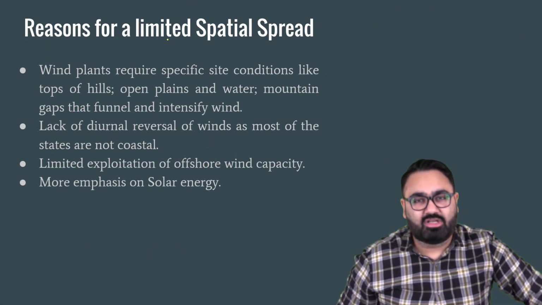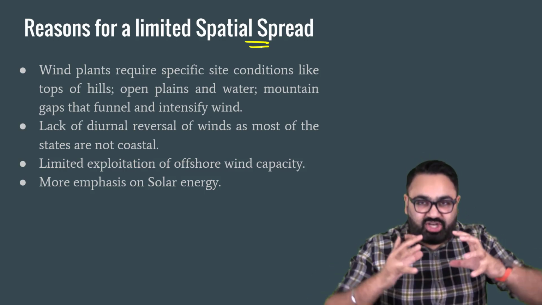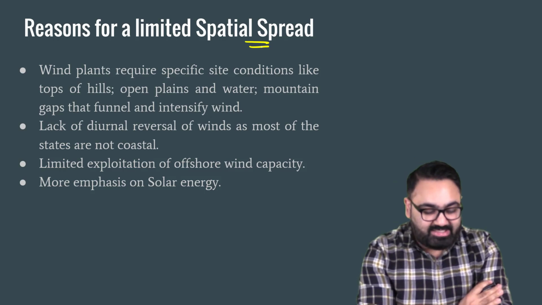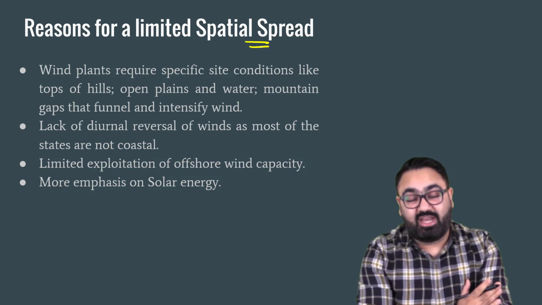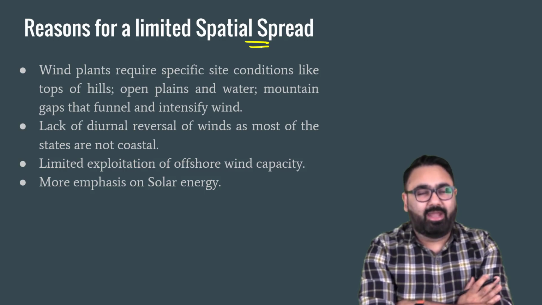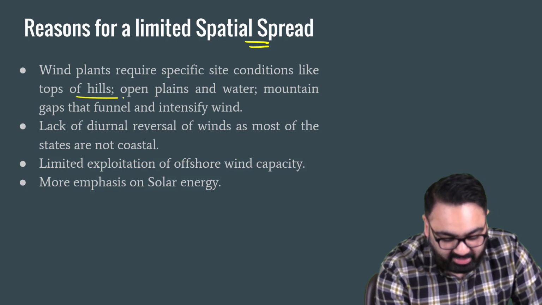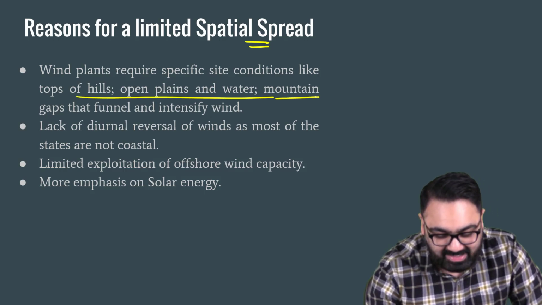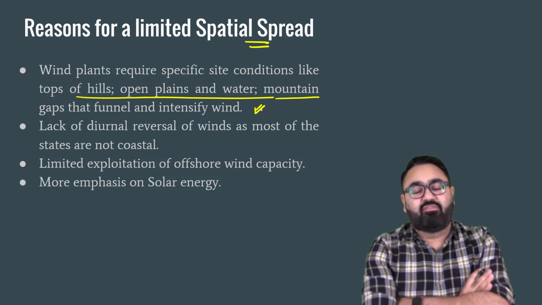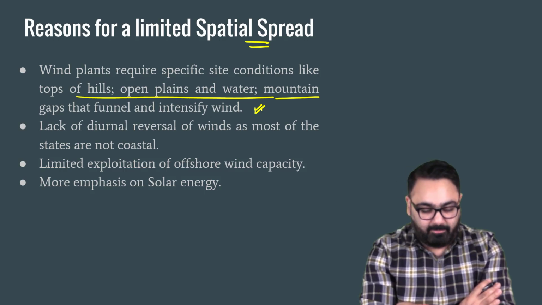Second part of the question was the reasons for limited spatial spread. Means why is it restricted and concentrated only at a few places? What are the reasons? Wind plants obviously require a specific speed of wind that does not occur in many parts of the world. In plains, etc., you can't expect that. You can only have that at the top of the hill, open plains, water areas, etc., because you want the wind to be strong enough to be able to move that particular windmill.